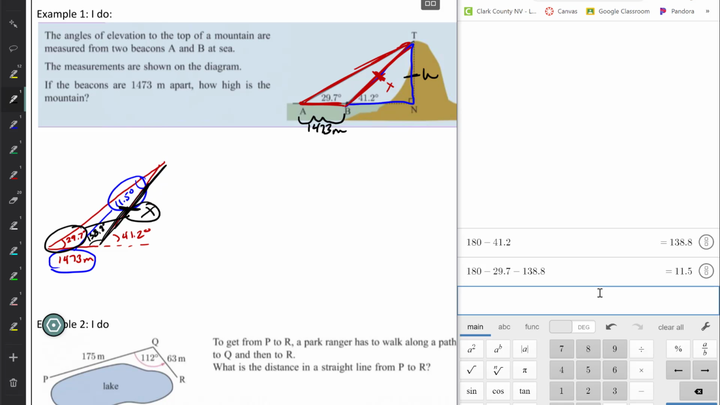So now I can set up law of sines to find that side X. If we can find side X, then we can find side H. So let's get to it.